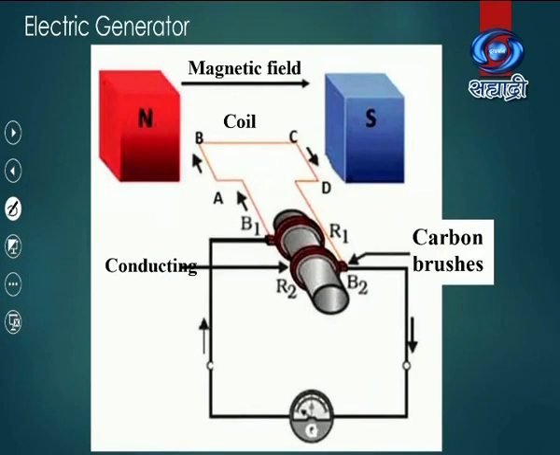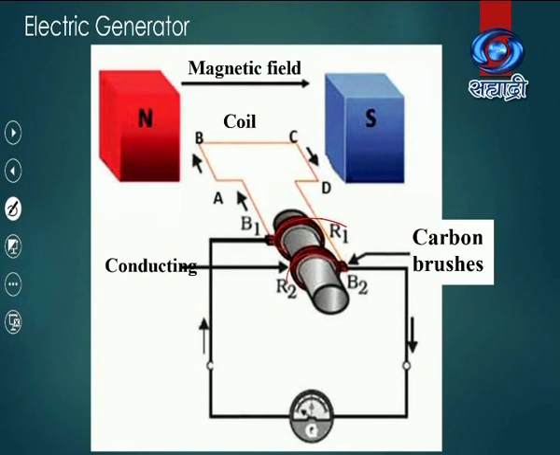In this figure, a copper wire ABCD is kept between the two poles of a magnet. The two ends of the coil are connected to conducting rings R1 and R2, which are in contact with carbon brushes B1 and B2. R1 and R2 are fixed to the axle, and the axle can be rotated. B1 and B2 are stationary and are connected to the galvanometer, which shows the direction of current. When the axle is rotated by using mechanical energy, the coil will also start rotating.